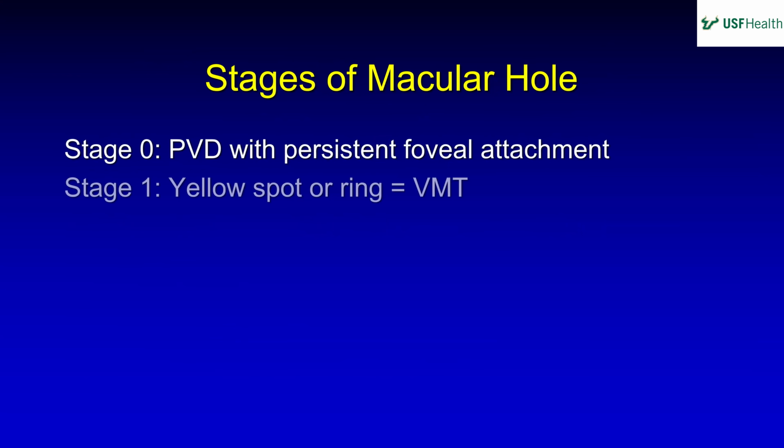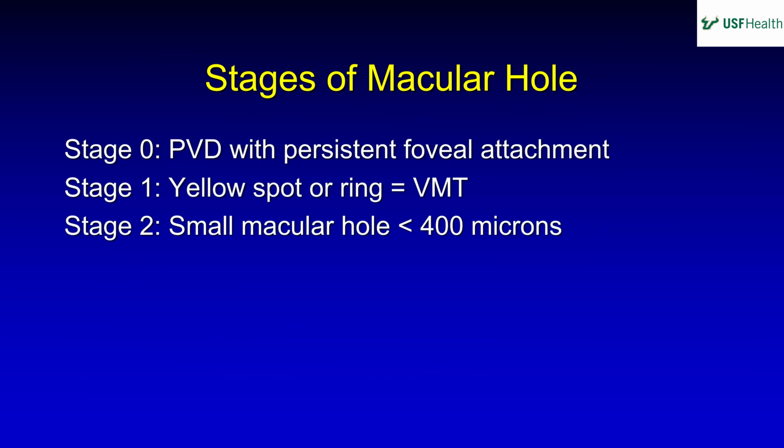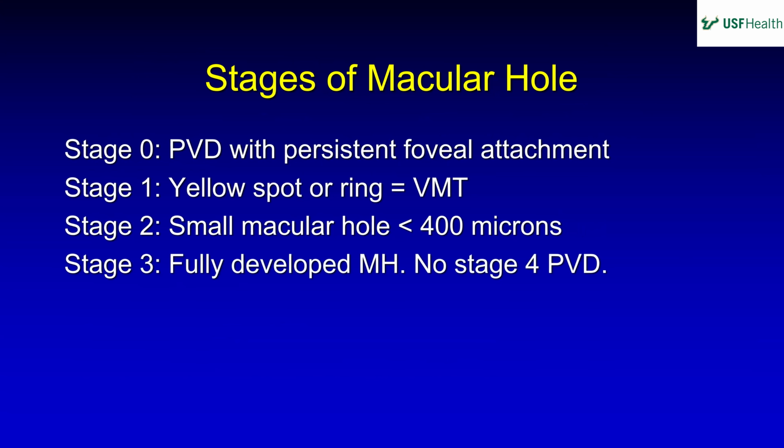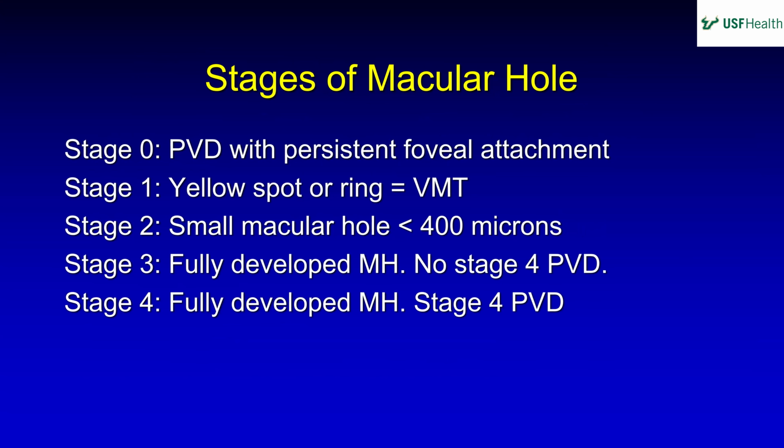Stages of macular hole have been around forever. So these are Gass stages. Stage 0 is persistent foveal attachment. Stage 1 is a yellow spot or a ring with foveal attachment. Stage 2 is a small hole. Stage 3 is a fully developed hole with no PVD, and stage 4 is with the PVD. And for this staging, the PVD is just any PVD. It can be released off the fovea, which doesn't make sense.